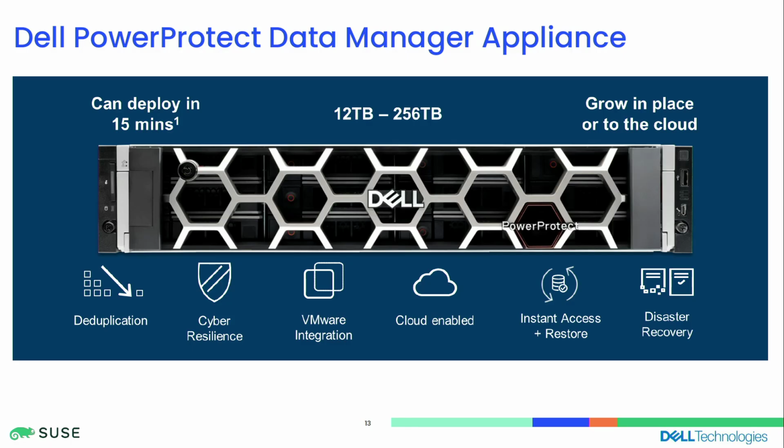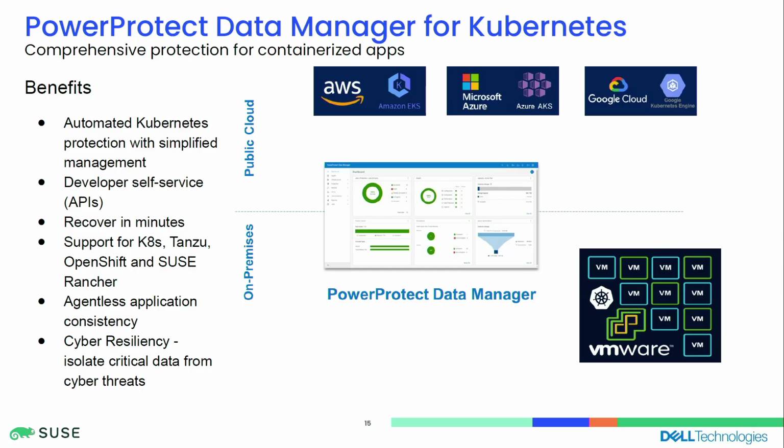Now, this appliance, for example, can be deployed really quick. It will only take 15 minutes for deployment. You can store deduplicated and compressed data up to 256 terabytes. And it can grow in place or scale to the cloud, depending on the design. And as I said, it has deduplication, cyber resiliency, it's cloud enabled, and you can connect via the interface and also offer disaster recovery.